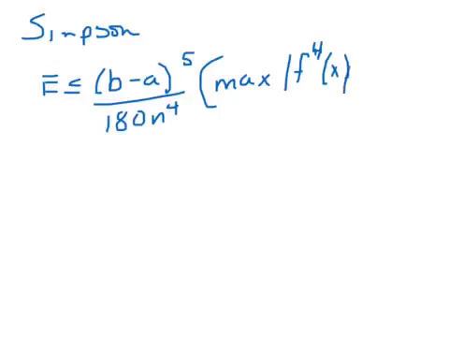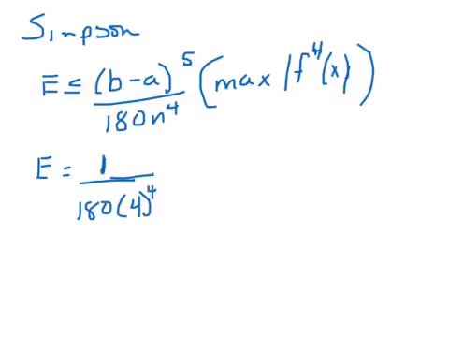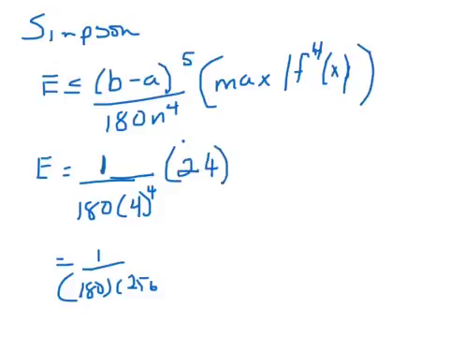So basically, you're copying the formula down, and so B minus A, 1 minus 0 is 1 to the 5th power, and 1 to the 5th power is 1 on top. Your N is still 4, so it's 4 to the 4th power. That's 256. Okay, so that's 1 over 180 times 256. And we've got to multiply by the maximum, wasn't the maximum 24, is what we calculated earlier, right? Okay, so we've got to multiply by 24.